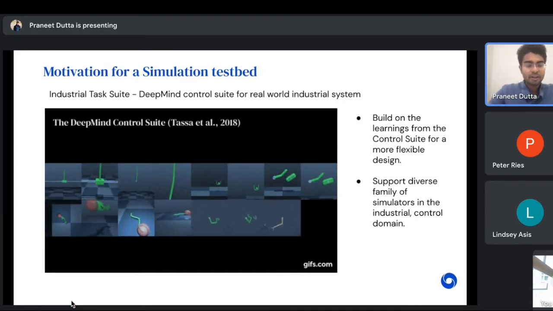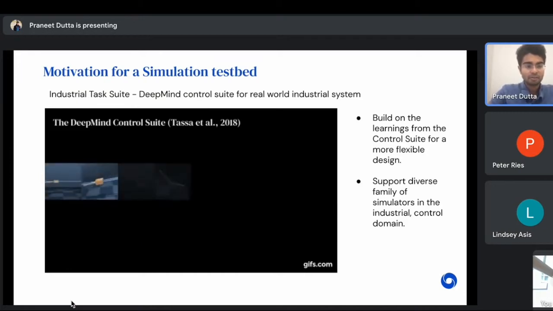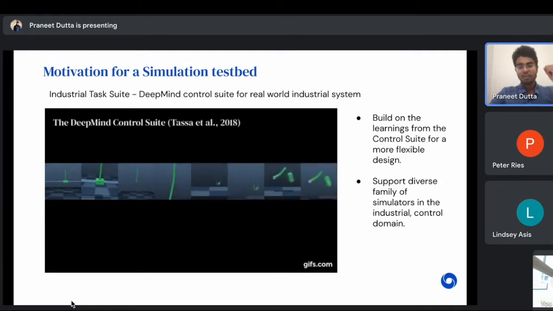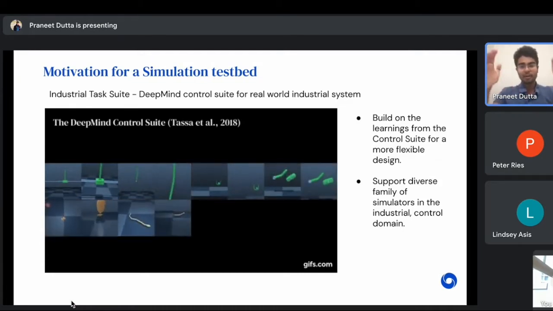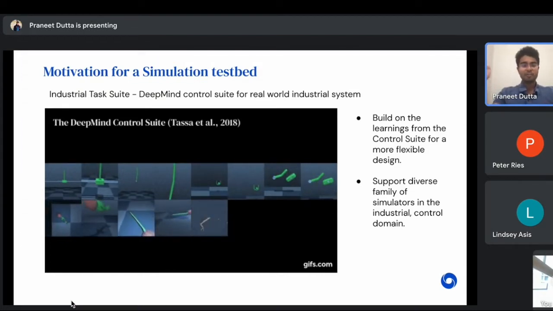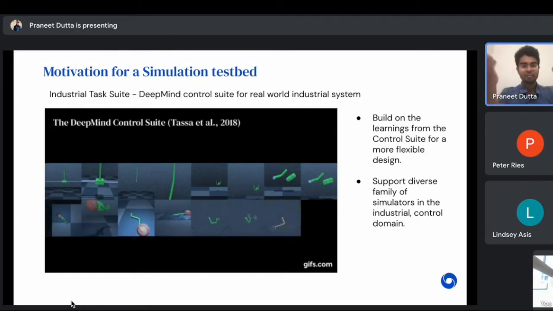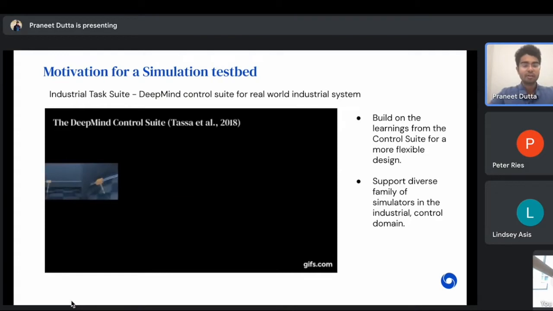So our group at DeepMind decided to extend on this for industrial systems specifically. Can we develop a simulation suite which supports a backend of industrial system simulations, such that we can use this as a test bed for these artificial intelligence agents, where they can learn from these interactions with the simulations, with the goal that in the future they can work well in real world environments?